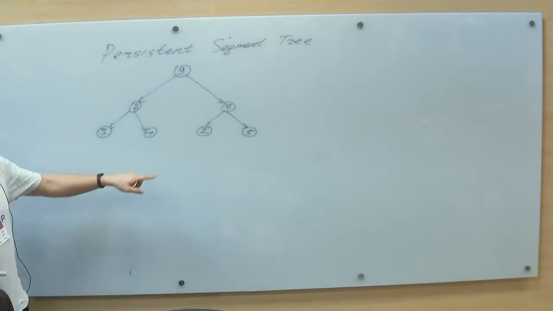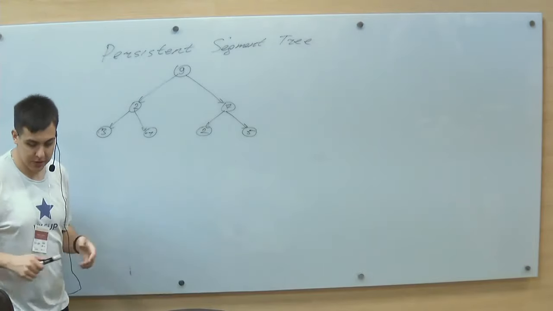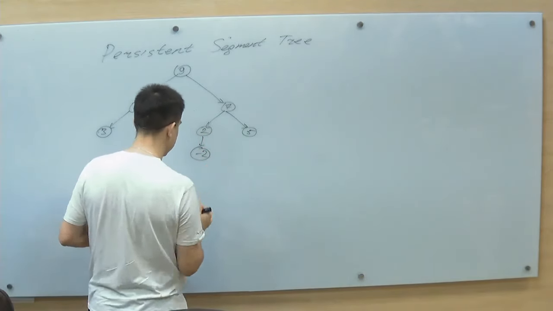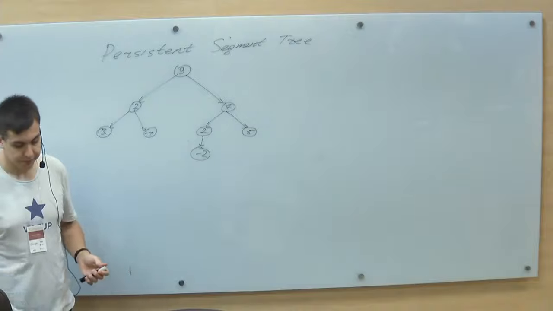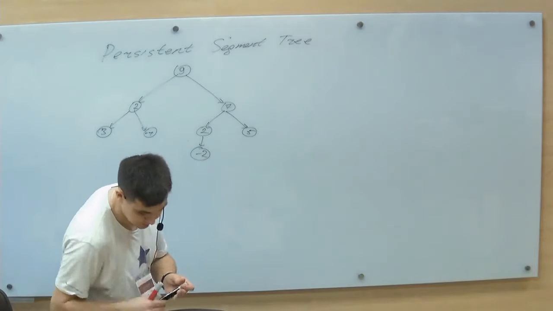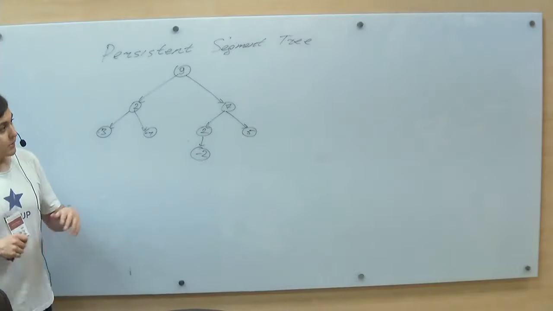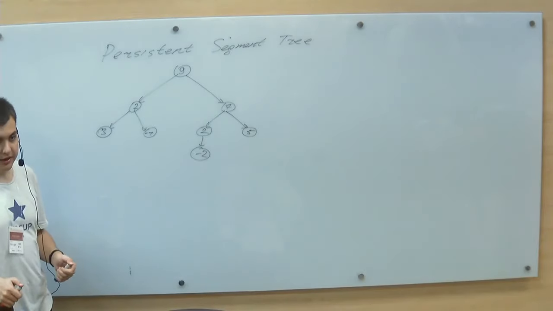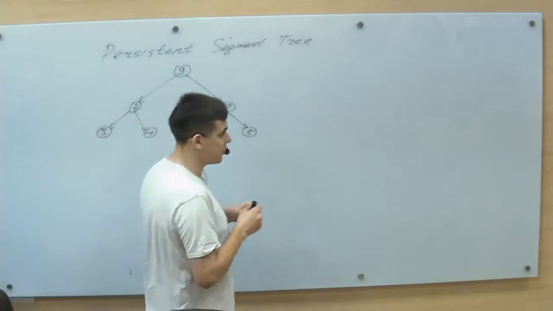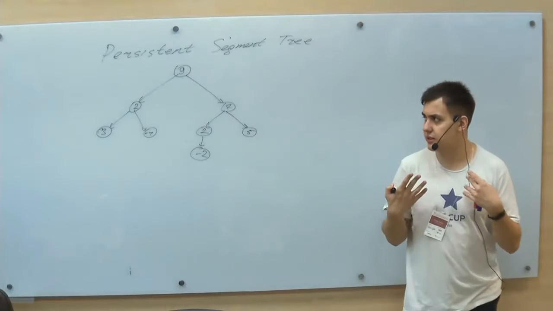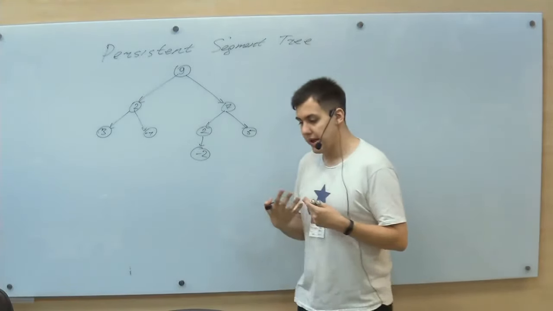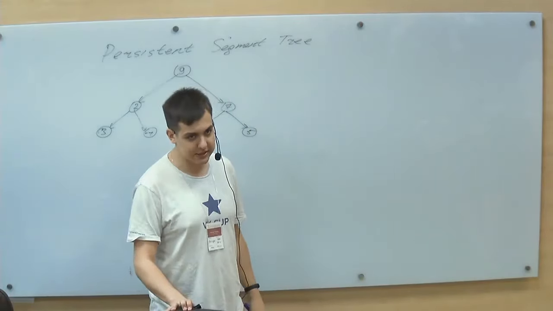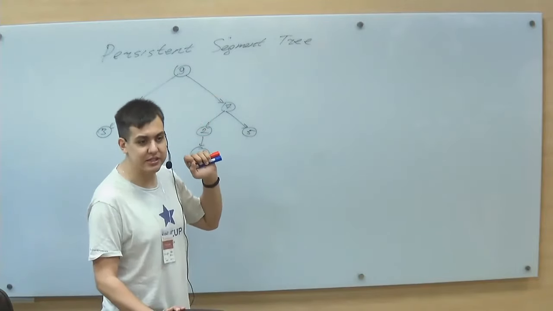So what happens when we modify this 2, for example? We want to change this 2 into minus 2. Okay, so a good rule of thumb when you implement a persistent data structure is, first of all, you don't use arrays. It is possible to make an array persistent, but this will be just the same as the segment tree.